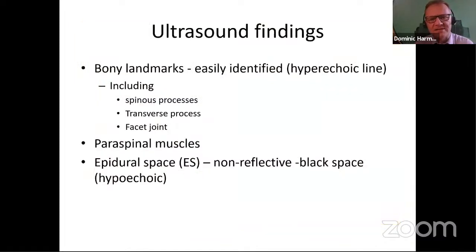Okay, the bony landmarks are easily identified. You see a hyperechoic line, so it's a bright white line is what you see. The spinous process, transverse process, facet joints. Now, of course, you're going to see the paraspinal muscles, lumbar paraspinal muscles. The epidural space is hypoechoic, so it's dark. It doesn't reflect.